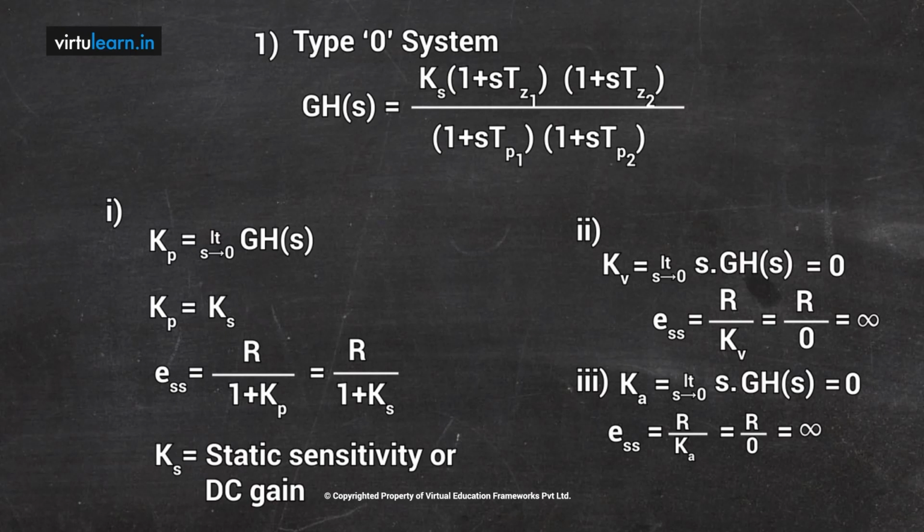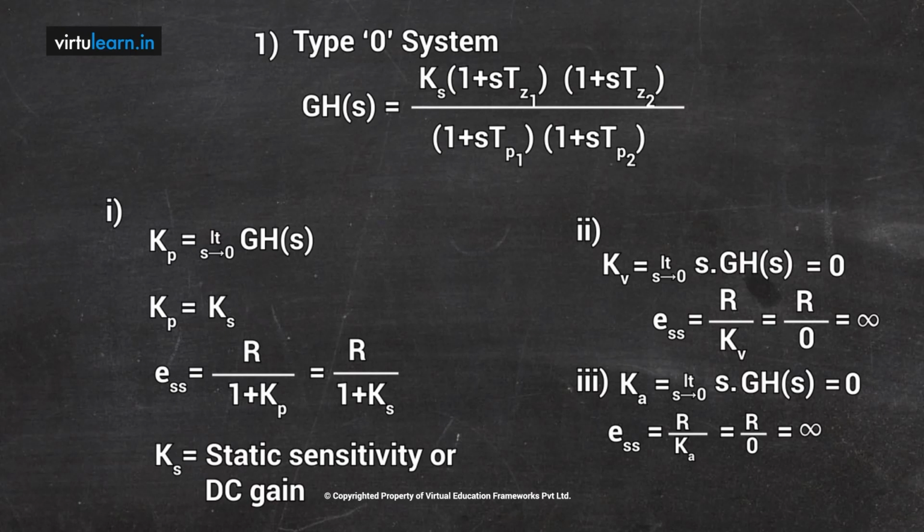In type 1 system, P is equal to 1. So we can rewrite the GH of s function. Again, GH of s is equal to, numerator as it is, Ks into (1 plus s Tz1) into (1 plus s Tz2) and so on. In the denominator we have s, one s means it is a type 1 system, s into (1 plus s Tp1) (1 plus s Tp2) and so on. So this is the open loop transfer function.